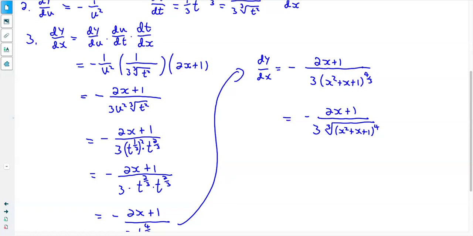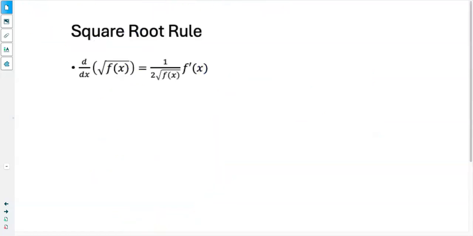Now this also brings us to our square root rule, which essentially says that if we are taking the derivative of the square root of a function, that's the same as 1 over 2 times the square root of the function times the derivative of the function. So this can save us some time expanding things out with our chain rule.